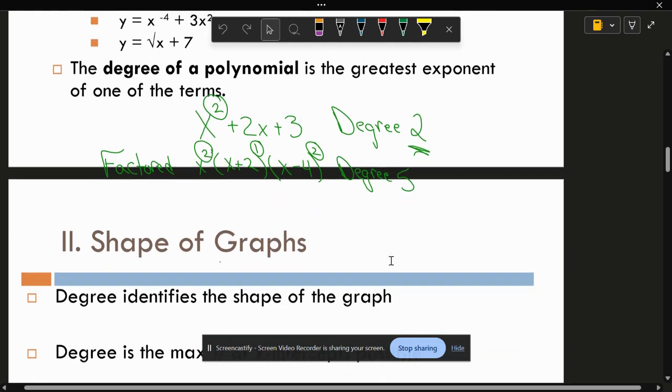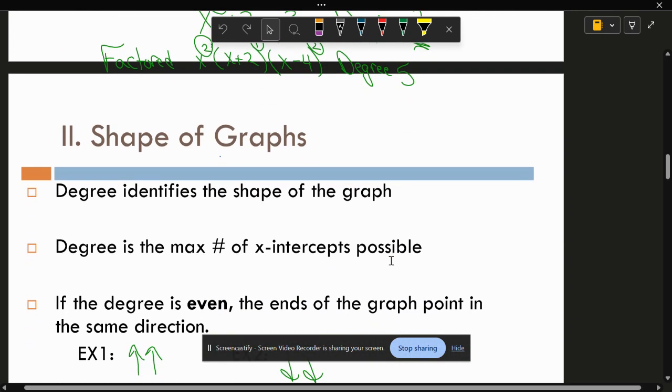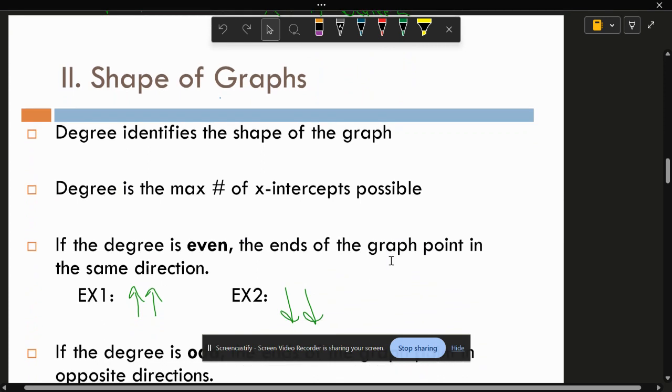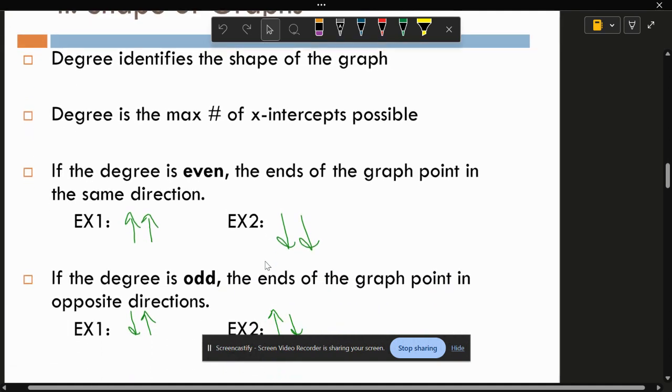Next, we're going to take a look at the shape of the graph. The reason that we have degree is it identifies the shape of the graph. The degree, remember, helps us determine the maximum number of x-intercepts possible. So if the degree is even, the ends of the graph will point in the same direction.